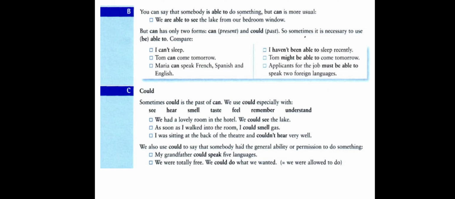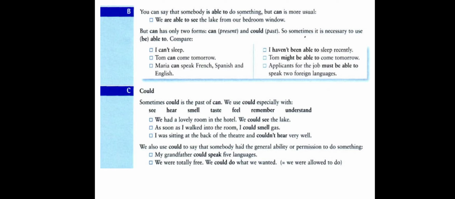Maria can speak French, Spanish, and English. Here we speak about ability now. Maria can speak French, Spanish, and English. Here we use can plus the base form. If we think of other forms of verbs, then we use be able to instead of can. So can is used for present and future possibility, and to use other forms of verbs, we are supposed to opt for be able to.